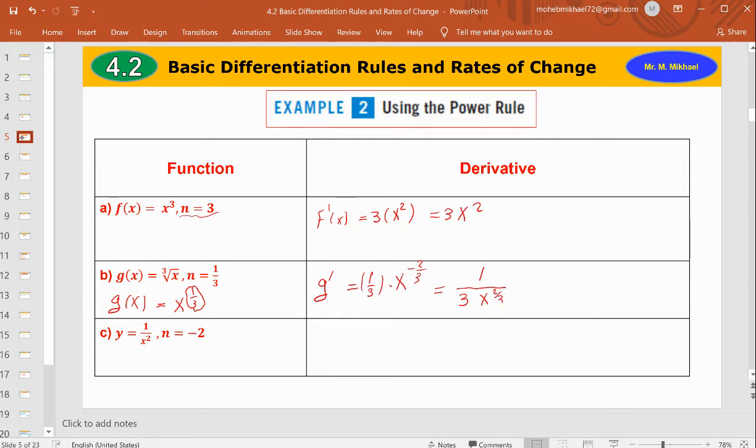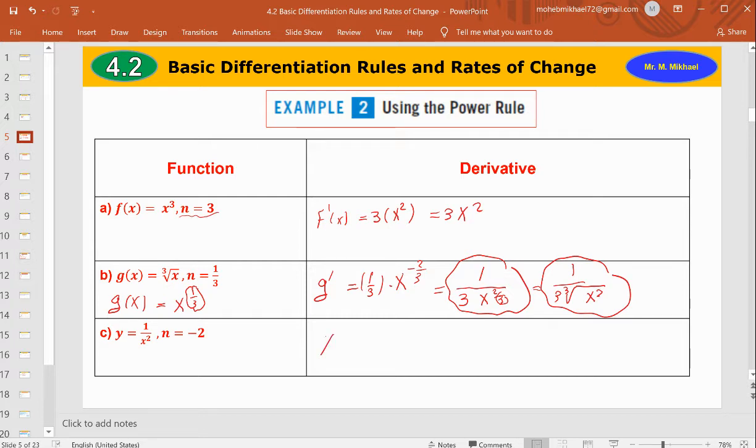Do I need to put it in the radical form? Not necessary. You can just leave it like this. But if you want to put it in the radical form, it's okay. That's going to be 1 over 3, create a radical. This 3 goes outside to be the index of the radical, and underneath the radical we have x squared. Both forms are accepted. Another function, y equals 1 over x squared. My job is to find the derivative of this function.